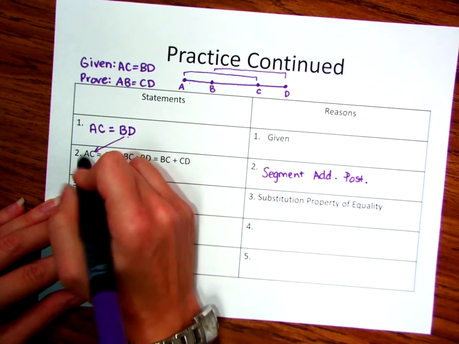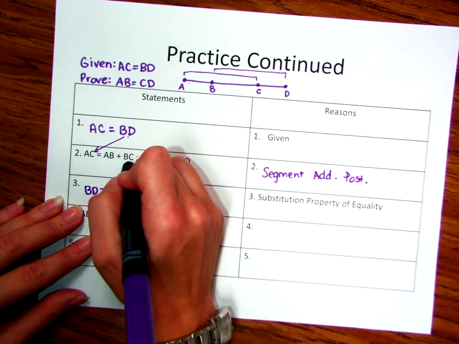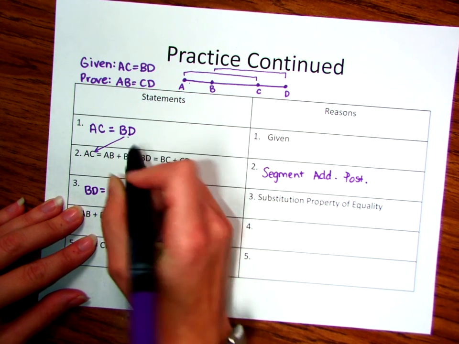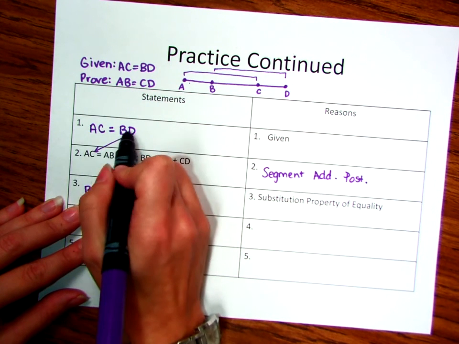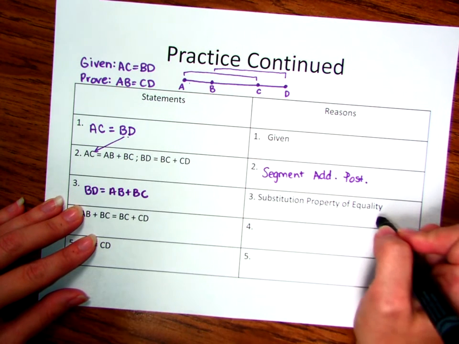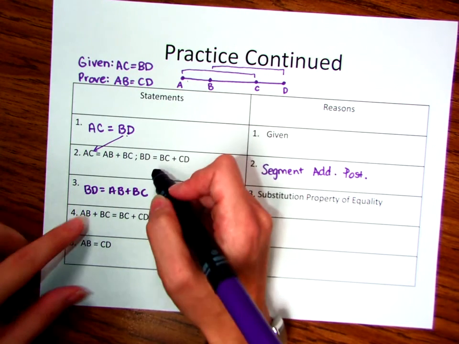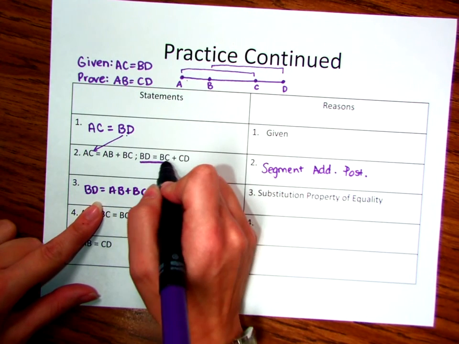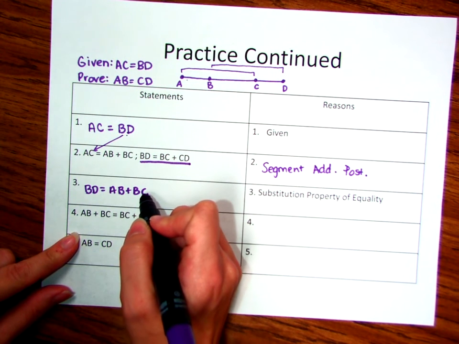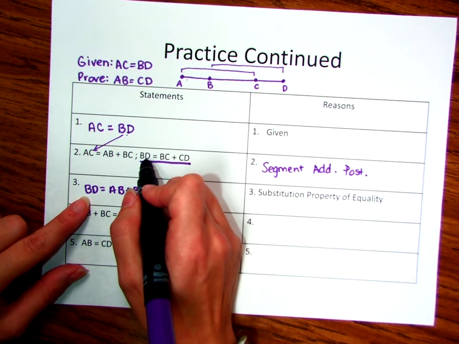BD is going to substitute in, replace AC, but I'm going to rewrite the rest of the statement, AB plus BC. So all I did was, since AC and BD are the same, I substituted in here. Now that is the substitution property of equality. Why would I do that? Well, now if you look very carefully at this statement and this statement, what do they have in common? Well, they both are equal to BD.